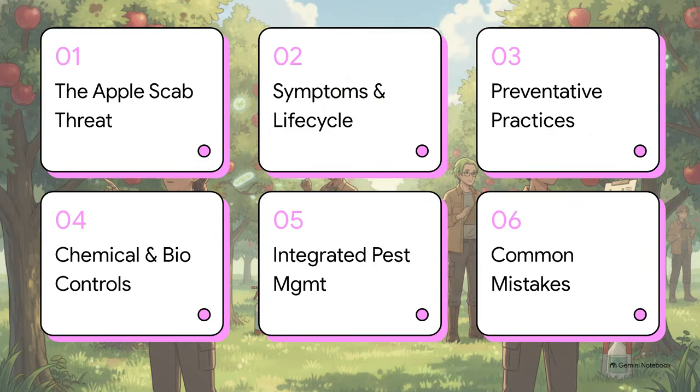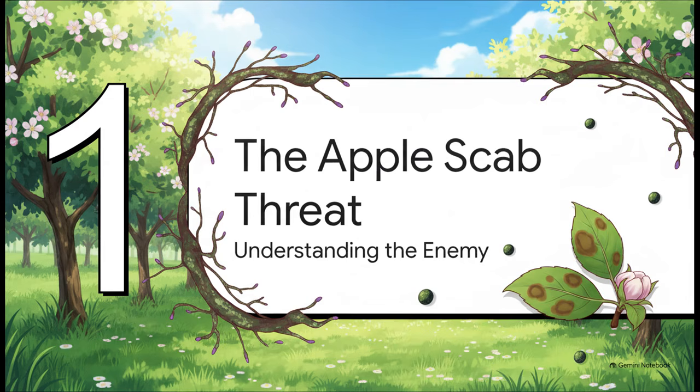To save your harvest, we're going to approach this like a medical diagnosis and treatment plan. We'll quickly cover 1. The apple scab threat, 2. Symptoms and disease life cycle, 3. Essential preventative orchard practices, 4. Chemical and biological controls, 5. Integrated pest management, and 6. Troubleshooting and common mistakes. Let's start with Section 1, the apple scab threat, understanding the enemy.